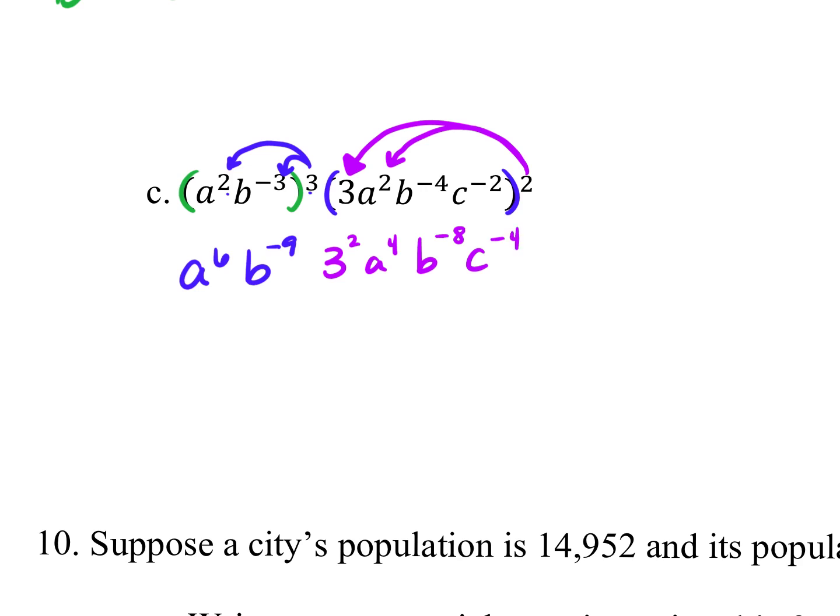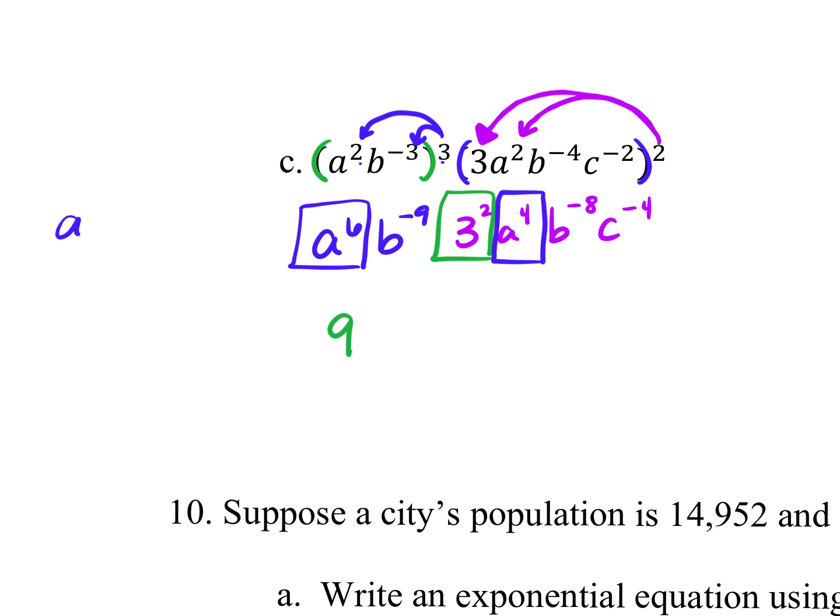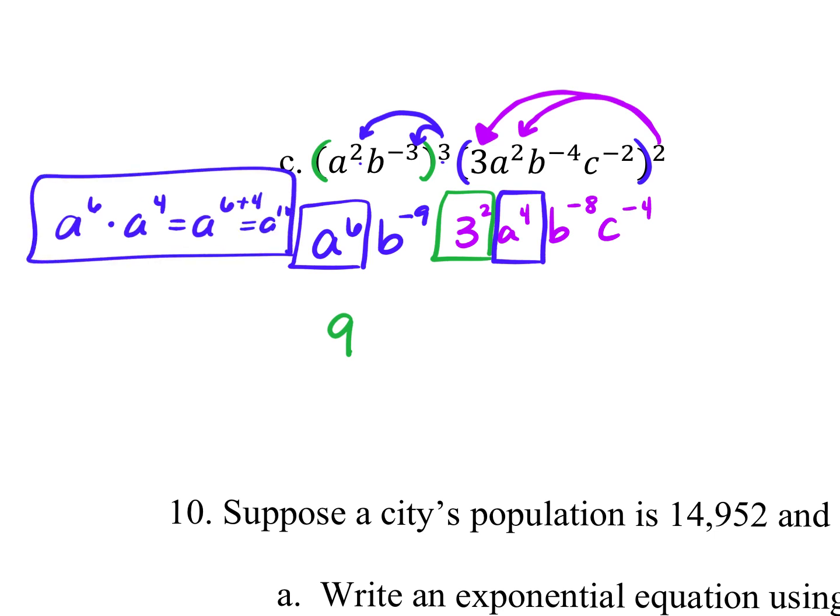Okay, now we can combine. So this is 3 squared is 9. Look at your A's. A to the 6th times A to the 4th. What do you do when they both have their own base? You add them. A to the 6th times A to the 4th is A to the 6 plus 4, which is A to the 10th, okay? There's another property you might want to write down. So A to the 10th power. Put your, don't go yet, B to the 9th, C to the 4th on bottom, okay?